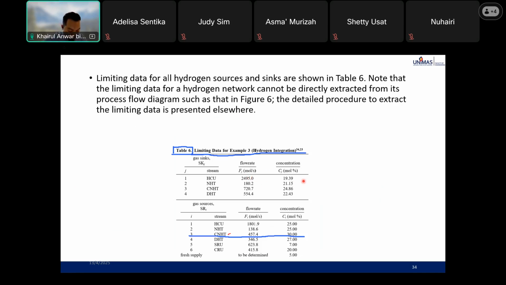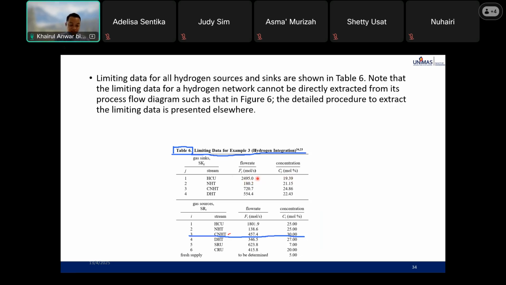Okay, calculated procedure, concentration is different. If you look at the figure 6 there, concentration for HCU should be 6.6%, 1%, and the flow rate is around 762. Instead of 762, it's 2495 more percentage.